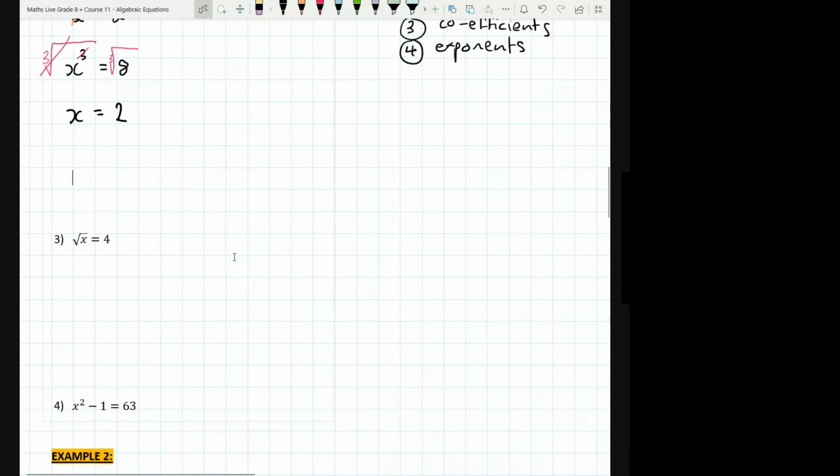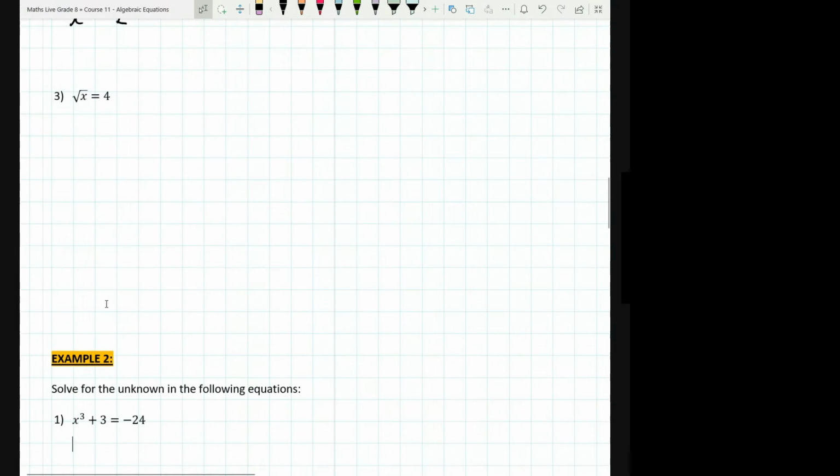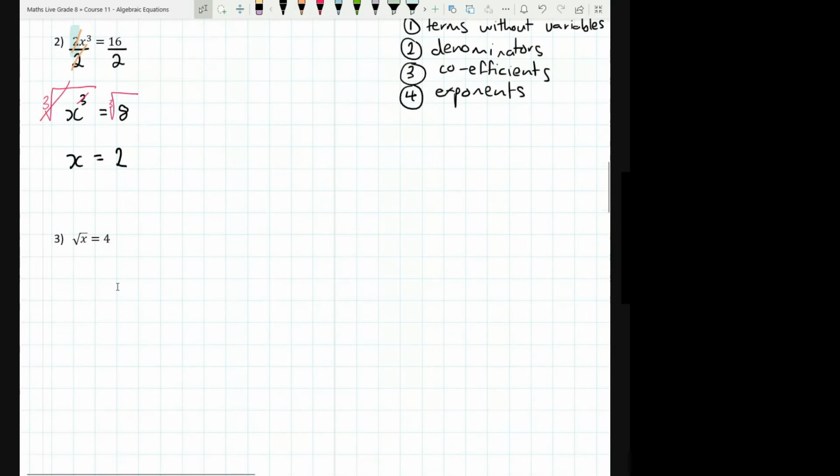Let us do number 3 super quickly. I have the square root of x equals 4. Sorry. Square root of x equals 4. Somebody tell me, what do you think I do here?